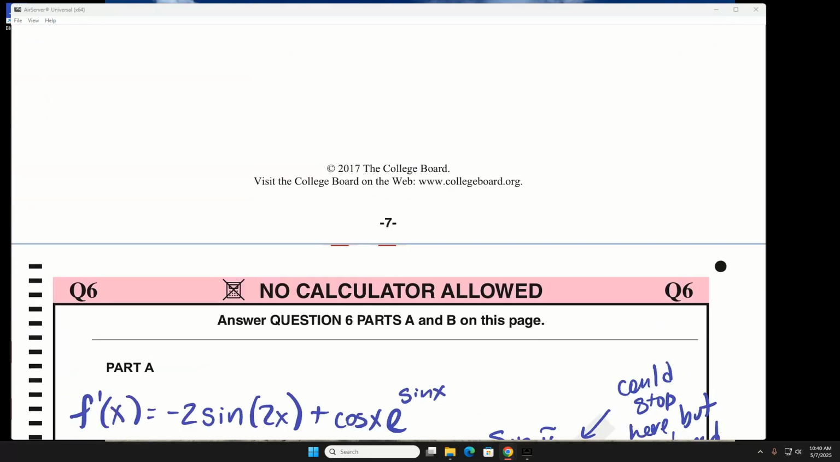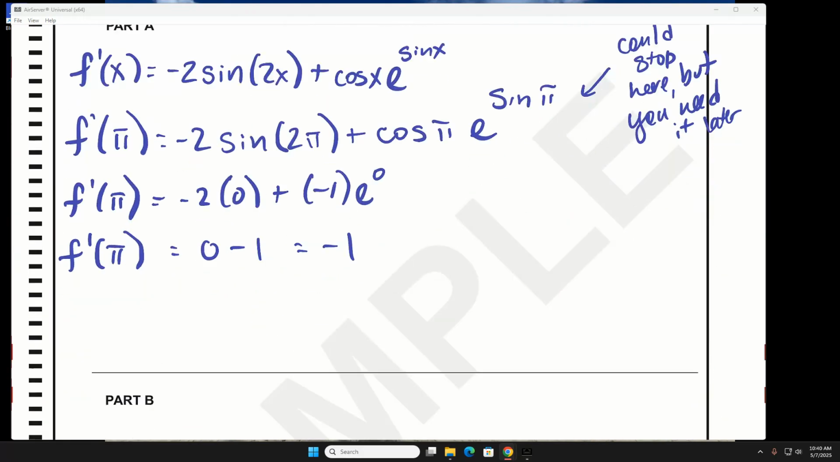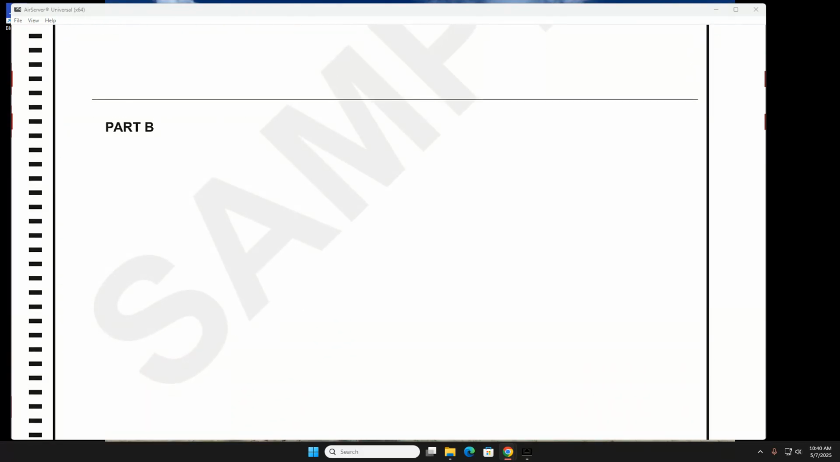Okay, so let's look at part B. Part B says to let k be the function defined as h of f of x, and we want to find k prime of pi. So what we need to find first is k prime of x. And this is basically just the rule or the definition of the chain rule. And so if k is h of f of x, then k prime is going to be h prime of f of x times f prime of x.